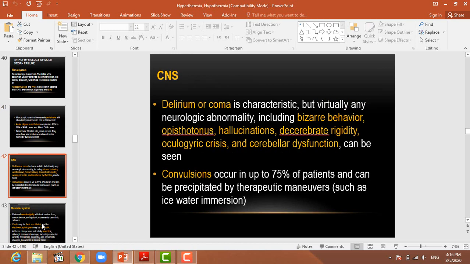Then there are multiple CNS problems: delirium, coma, convulsions, all these things. Here you have seen the words bizarre behavior, and obsessional hallucinations.